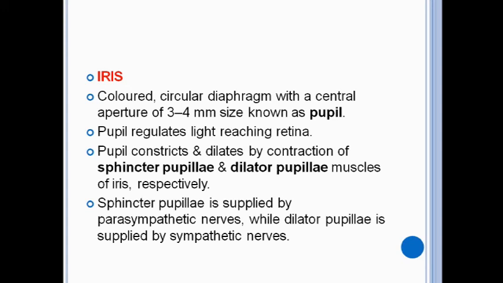So coming to the last structure of the middle vascular layer, that is the iris. So this is the colored structure. It has a circular diaphragm with a central opening of 3 to 4 mm size, known as your pupil, and the pupil is the structure which regulates the amount of light entering. The pupil constricts and dilates through two muscles, your sphincter pupillae and your dilator pupillae. The sphincter pupillae is supplied by your parasympathetic nerves, and the dilator pupillae is supplied by your sympathetic nerves.